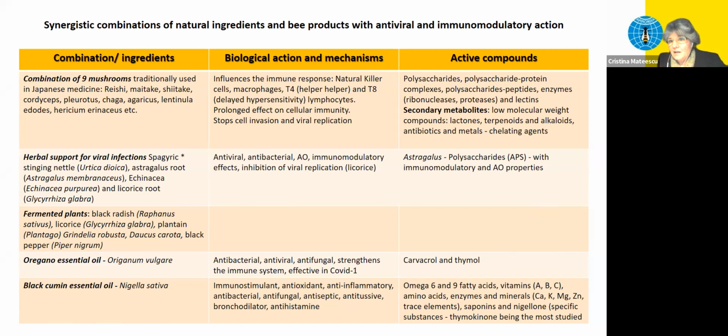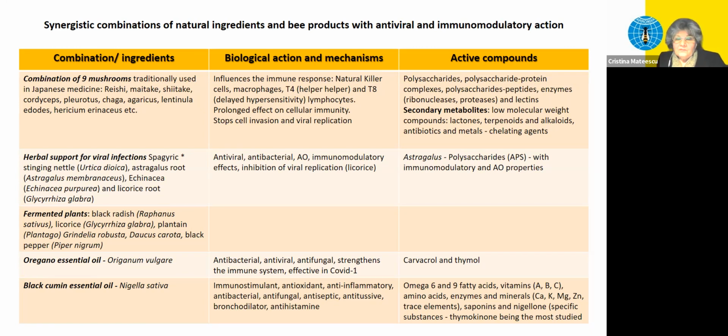peptides, enzymes like ribonucleases and proteases, and lectins. There are also the secondary metabolites already mentioned, like low molecular weight compounds, lactones, terpenoids, and alkaloids, not the bad ones, antibiotics, and metals that act like chelating agents.